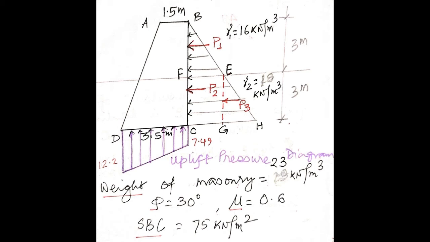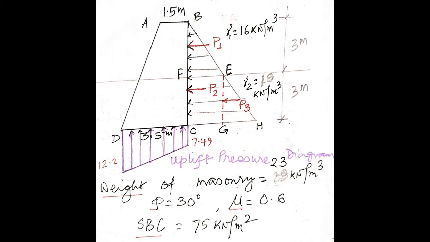By the way, if this problem were given for a uniform unit weight of soil, say either 16 or 18, then we would not have to go through all these steps. There we can directly use the equation half into Ka into gamma into total height square. But as the unit weights are different, we have to break the active pressure distribution diagram and go step by step. So keep this in mind.